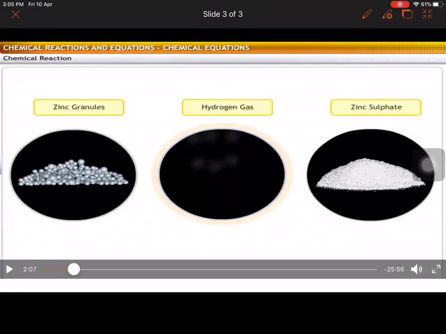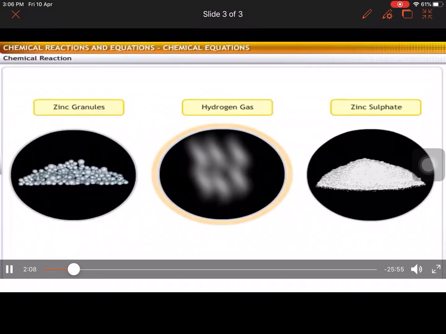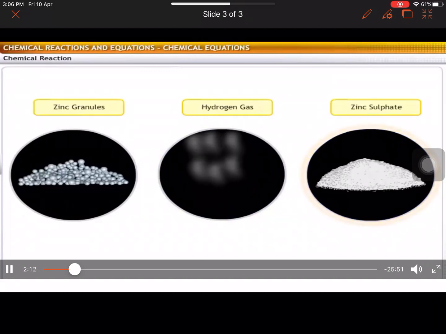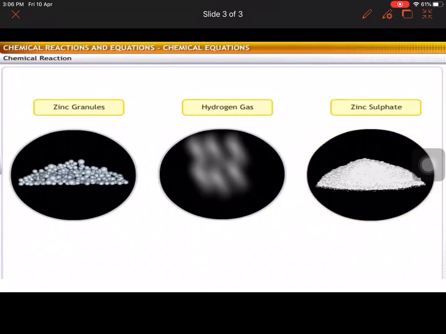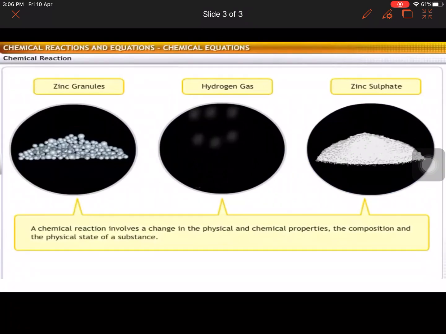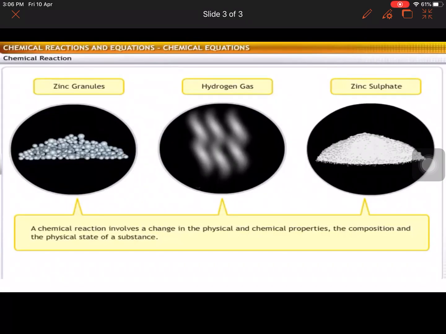So here we are discussing the chemical reaction, and now we'll get the chemical equation. Sulfuric acid reacts to form zinc sulfate, a salt. Thus, the composition of the reactants changed. Hence, we can say that a chemical reaction involves a change in the physical and chemical properties, the composition and the physical state of a substance, whether an element or a compound.